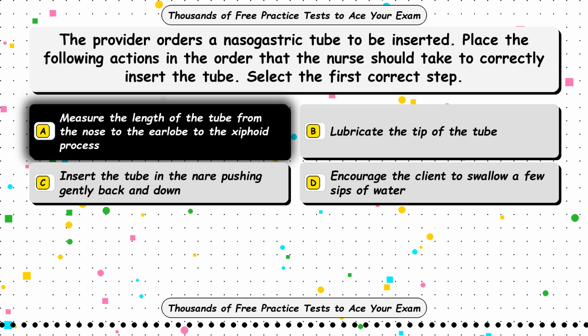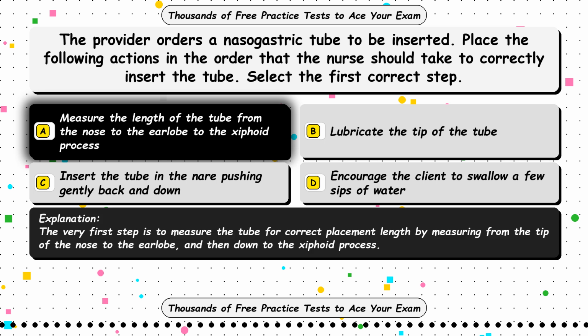The correct answer is option A. Measure the length of the tube from the nose to the earlobe to the xiphoid process. The very first step is to measure the tube for correct placement length by measuring from the tip of the nose to the earlobe, and then down to the xiphoid process.